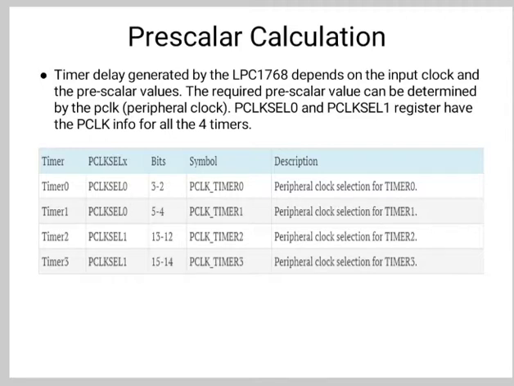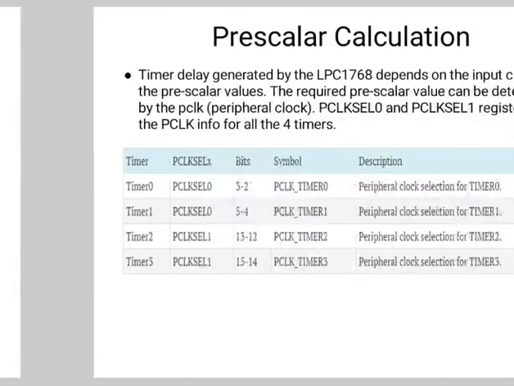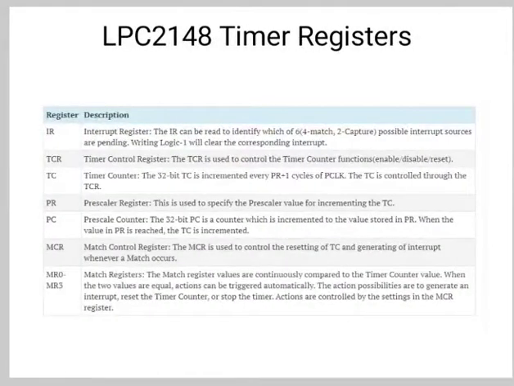Next is the count control register, that is CTCR. The count control register is used to set either the timer mode or the counter mode. If counter mode is selected, then the counter pin and the edges, that is rising, falling or both, can be selected using CTCR.